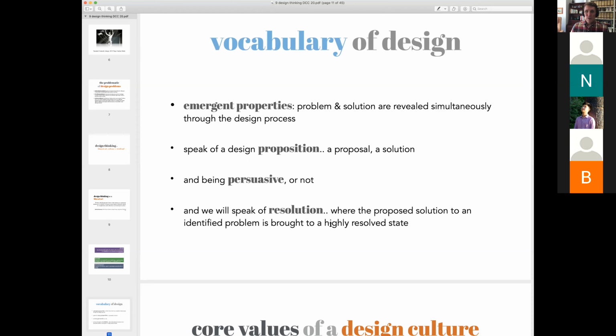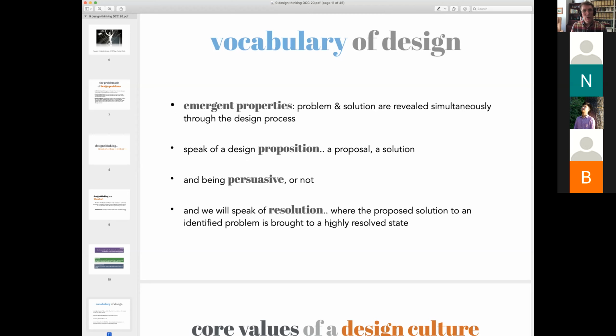People also speak of a design proposition. What this tells us again is that there isn't the answer, but there is a proposition. And it's tentative, it's subject to feedback in an iterative kind of way, and the proposition is open to being revised. Also, people will talk about a persuasive solution or not.